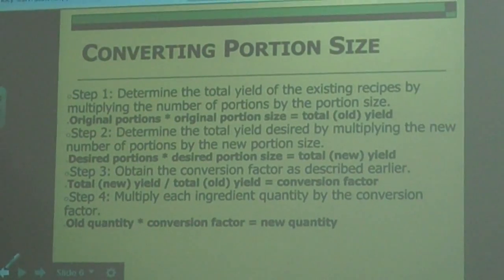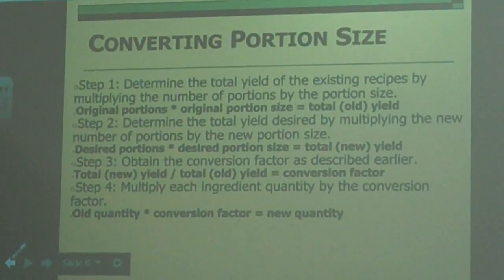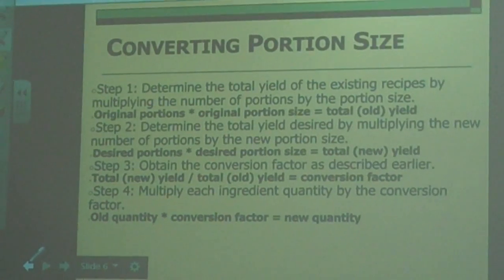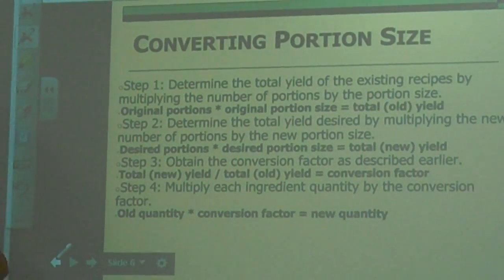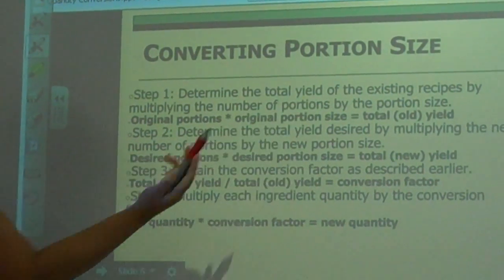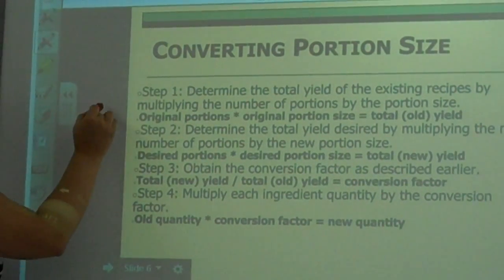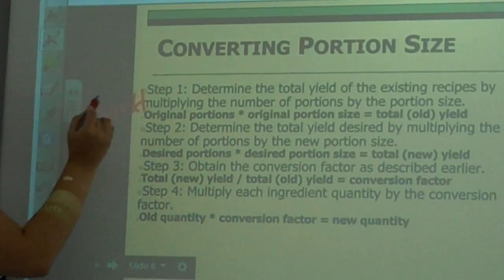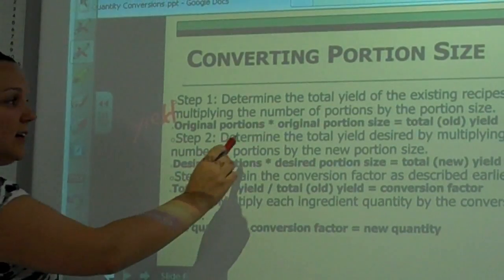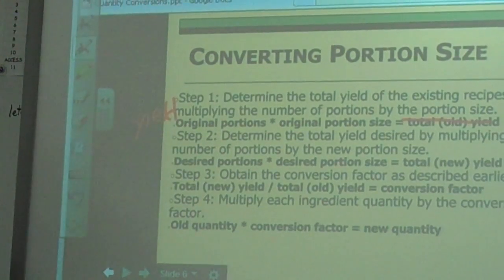Alright, so now we're going to talk about actually converting your portion size. Now this still has to do a little bit with your conversion factor formula, but you're going to have to take it back a couple of notches. So to do this, you're going to look at your original recipe, and determine the total yield of the existing recipe by multiplying the number of portions by the portion size, okay? So your original portions is essentially your yield, whether it's new, old, whatever. Then you're going to times that by your portion size, and that's going to give you your old yield, okay?